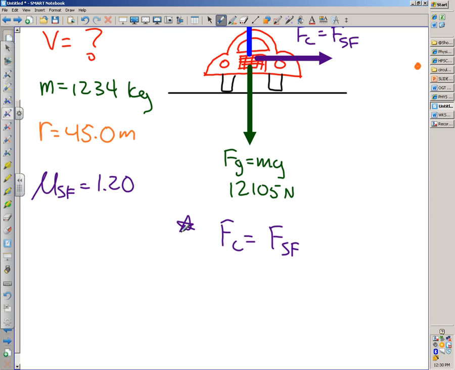Okay? At this point, we can start plugging in some things we know. Do we know how much static friction there actually is in this problem? Not yet, but we can figure it out, right? If we know the coefficient, 1.20 equals the force of static friction over the normal force, which we've already established is 12,105, so we can figure out what the force of static friction is.